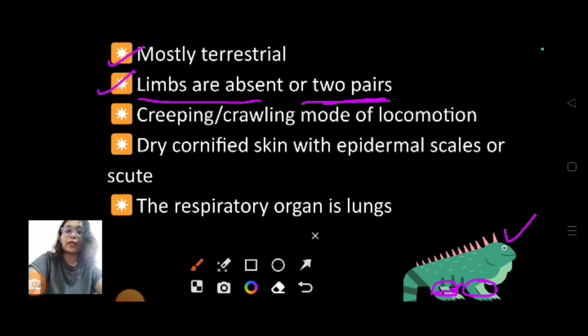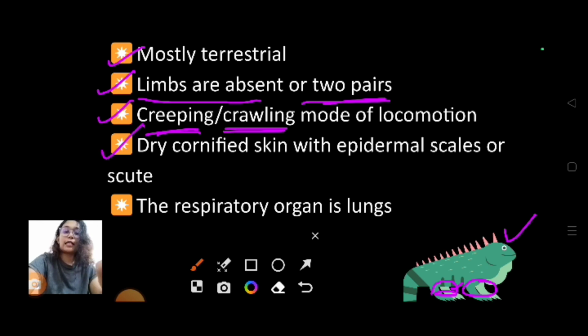Is it clear? Now third point, the mode of locomotion can be creeping or crawling. They can creep like a snake. They can also crawl. These are the two modes of locomotion you can see in reptiles.